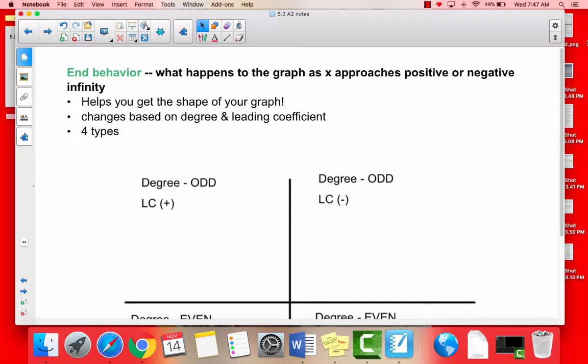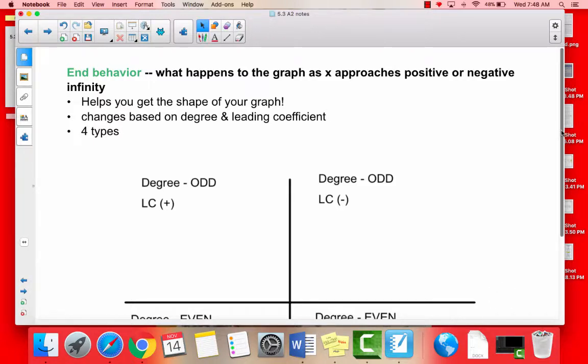And now let's talk about end behavior. End behavior is going to be really helpful when we graph, because that's going to tell you what happens to the graph as you go all the way to infinity or negative infinity on the x-axis. So it's going to help you get the shape of your graph. That's important. It's also going to be dependent on your degree and your leading coefficient. So I've got a table below here, and we're going to fill that in. And you're going to notice there are 4 different categories we can have for end behavior.